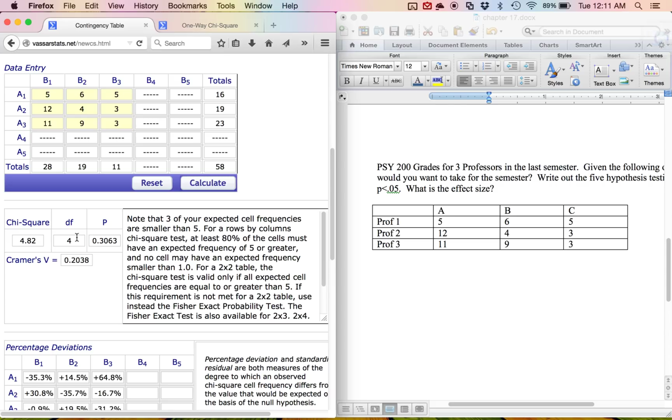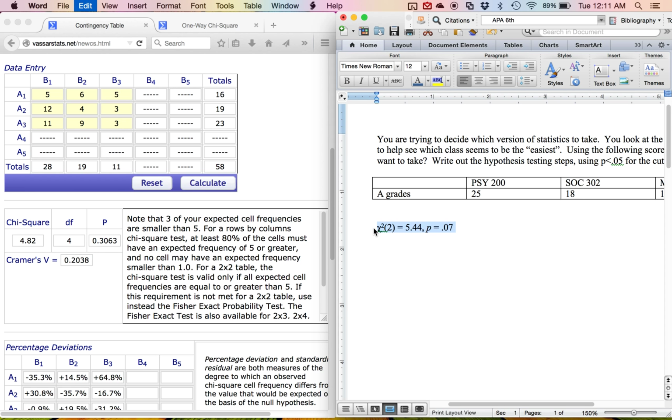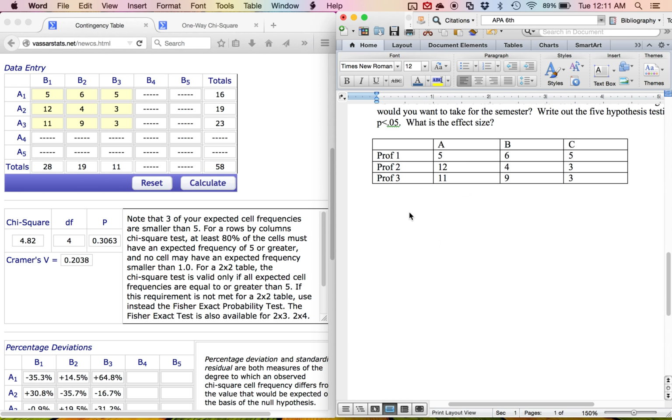That is rows minus 1, so 3 minus 1 is 2, times columns minus 1, 3 minus 1 is 2, so it's 4 to get the degrees of freedom, and then my p-value out here. So let's copy this, make it a little easier to type up. Okay, so there are 4 degrees of freedom. That's 4.82. And my p-value is 0.31, which definitely means it's not significant because it's not less than 0.05.